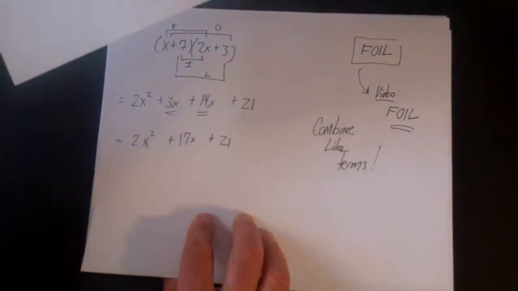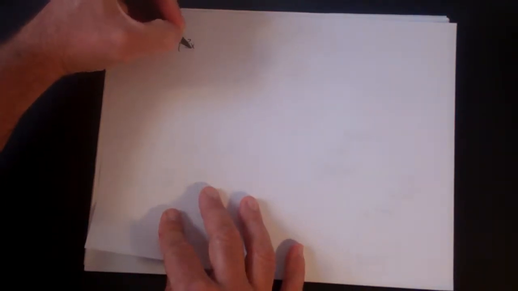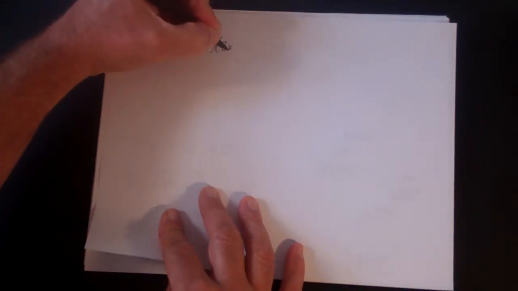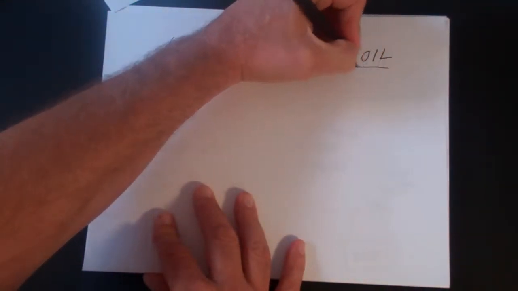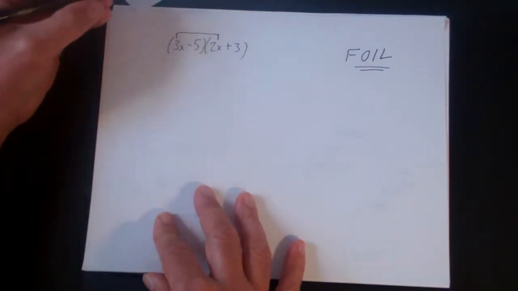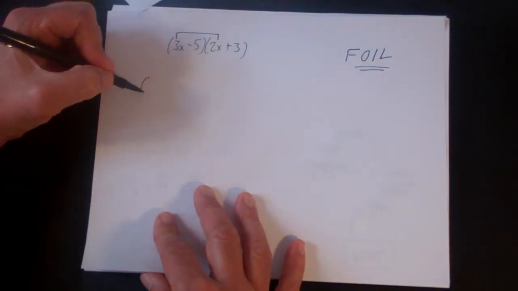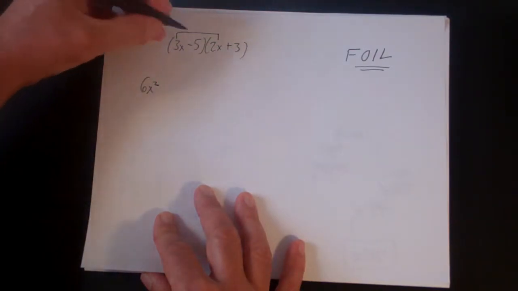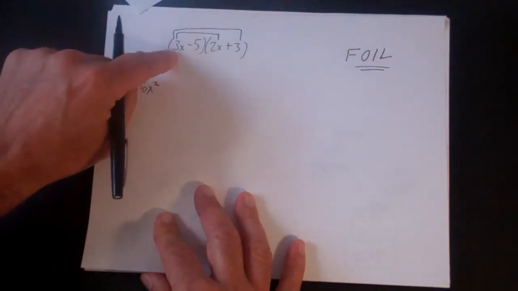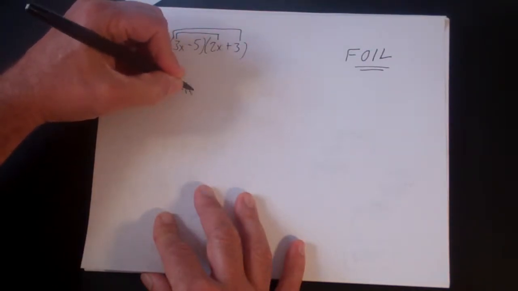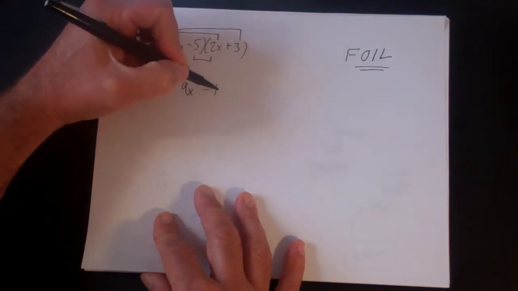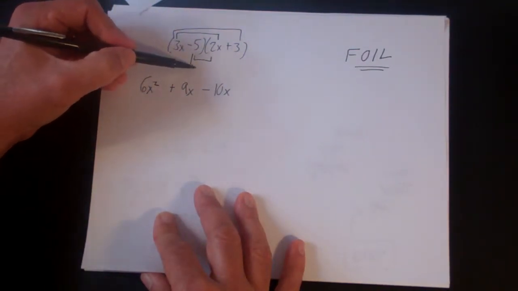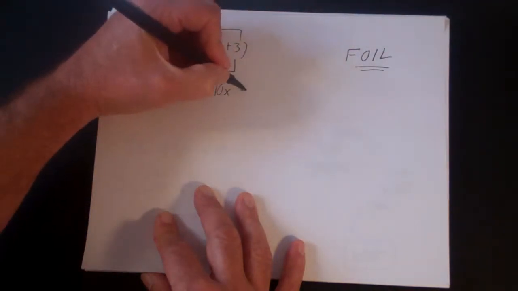Let's do one more example of that. Let's do 3x minus 5, 2x plus 3. Remember, F-O-I-L. First times first, that's 3x times 2x, that's 6x squared. Then you have outer, 3x times 3, that's going to be a 9x. Then you have inner, minus 5 times 2 is a minus 10x. And then you have last, minus 5 times 3 is a minus 15.